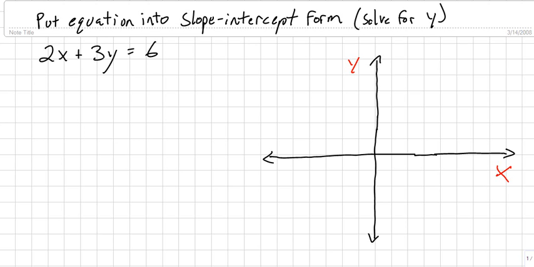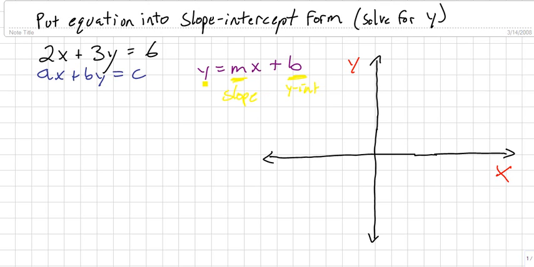Alright, here we're asked to put an equation into slope-intercept form, which is basically solving for y. Right now this equation is in what's called standard form, which is ax plus by equals c. To put it into slope-intercept form, we're looking to put it into the form of y equals mx plus b, where m represents the slope and b represents the y-intercept.